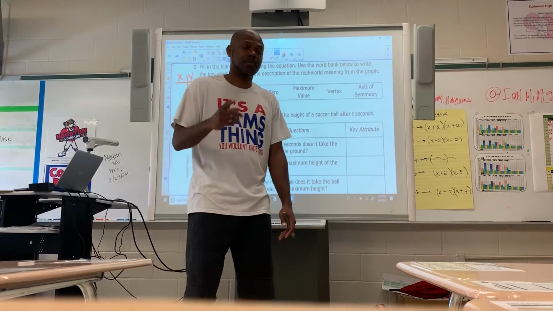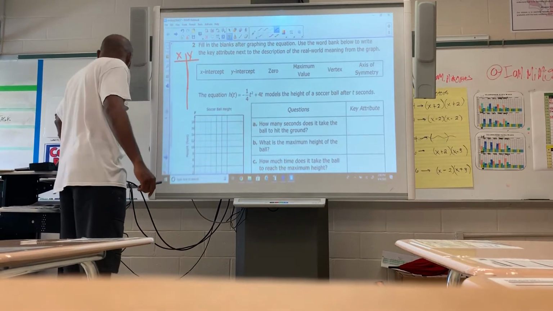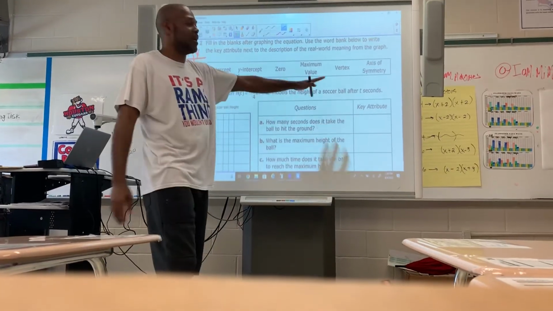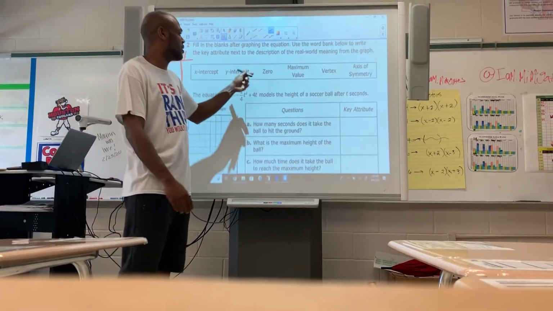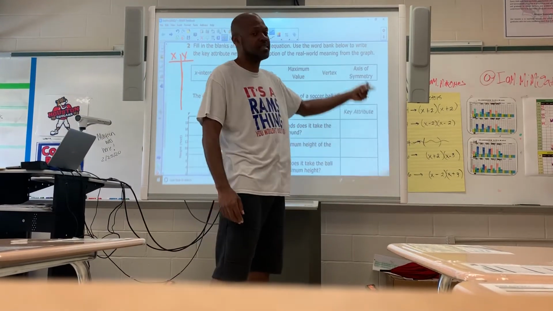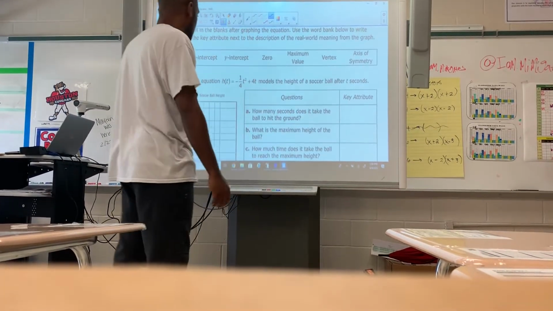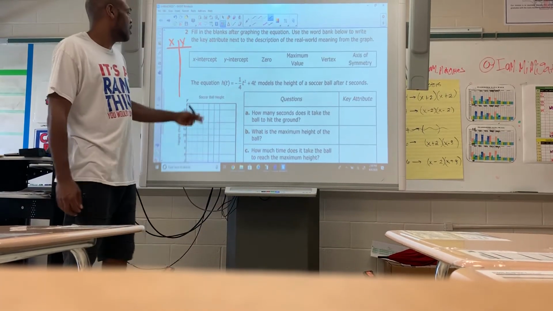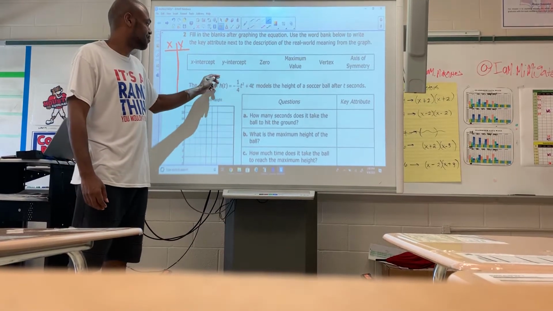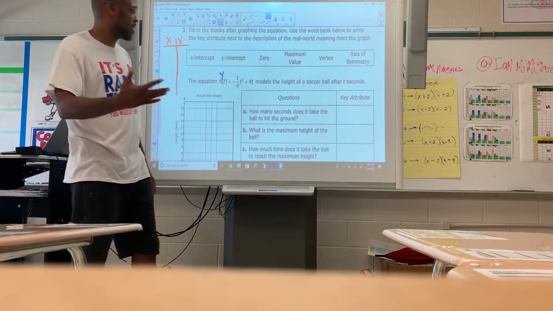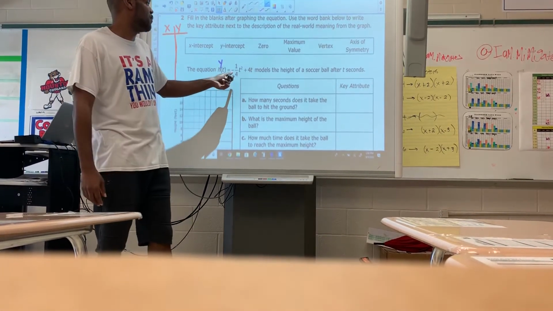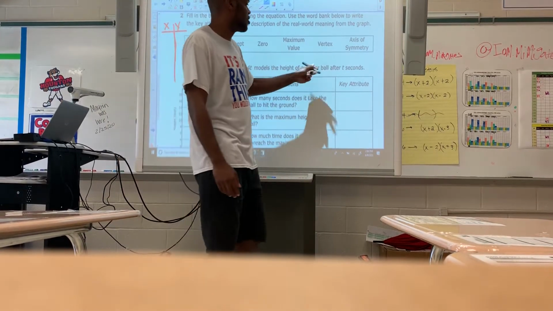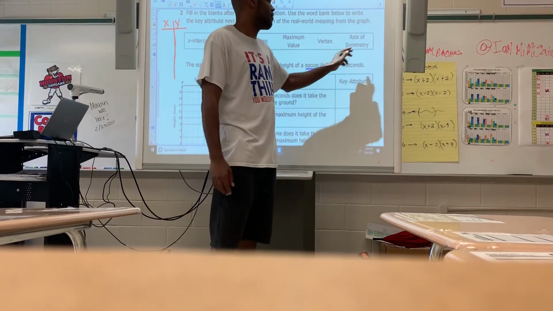All right, second problem. On the second problem, once again, we got our word bank. We got our x-intercept, y-intercept, 0, maximum value, vertex, and axis of symmetry again. And we're going to do the same thing. So this time, the equation h of t, and we're plugging it in our calculator, y equals negative 1/4 t squared plus 4t models the height of a soccer ball after t seconds.